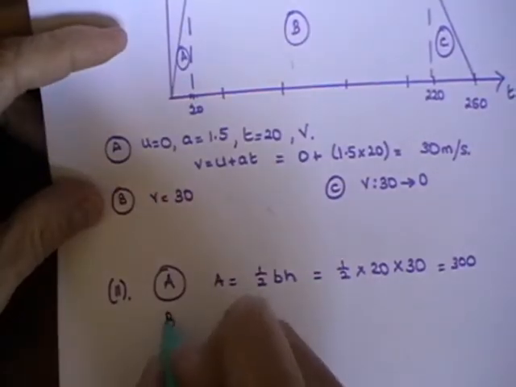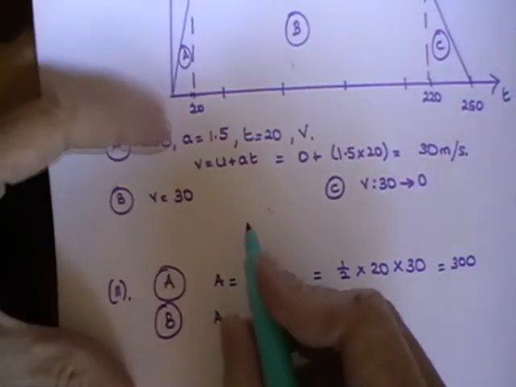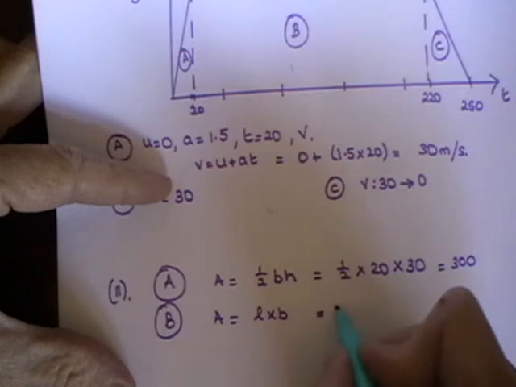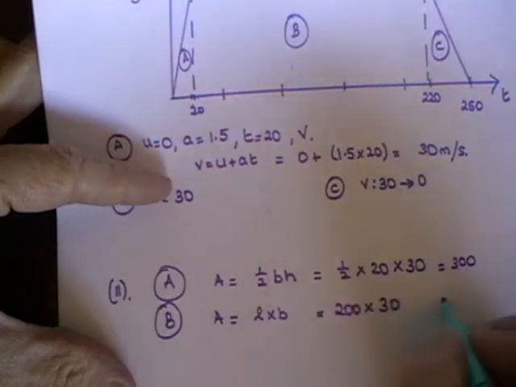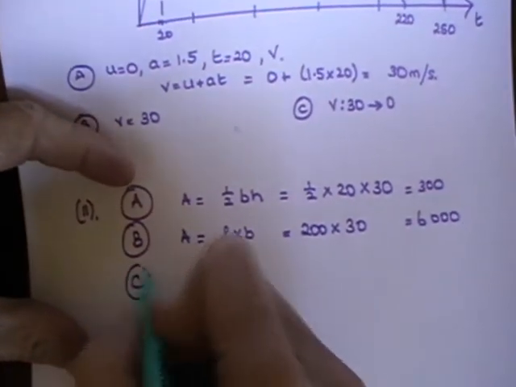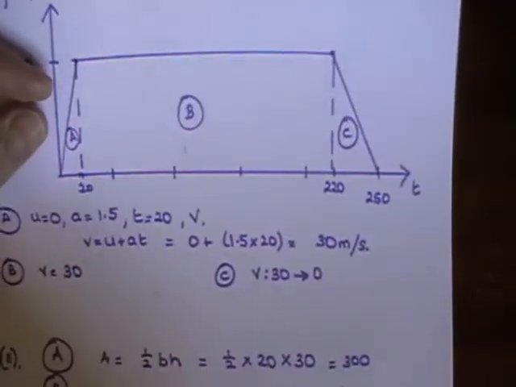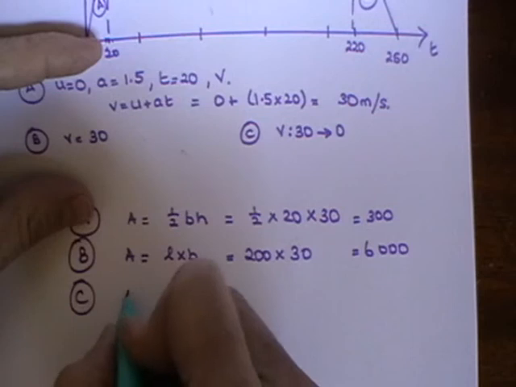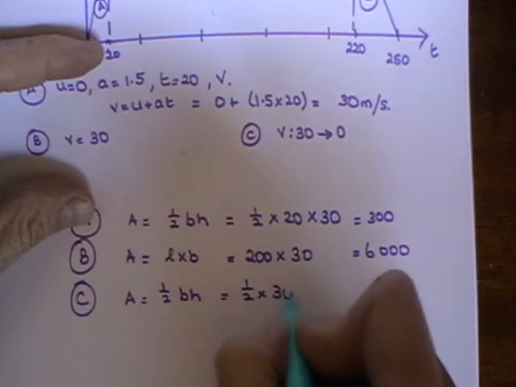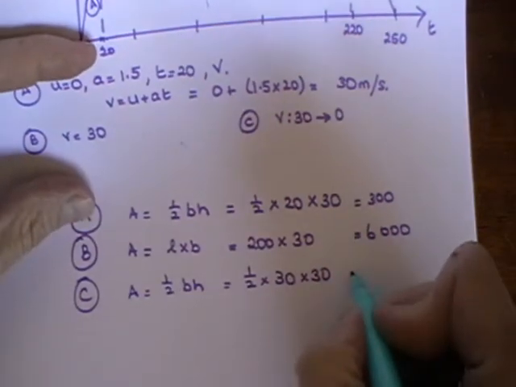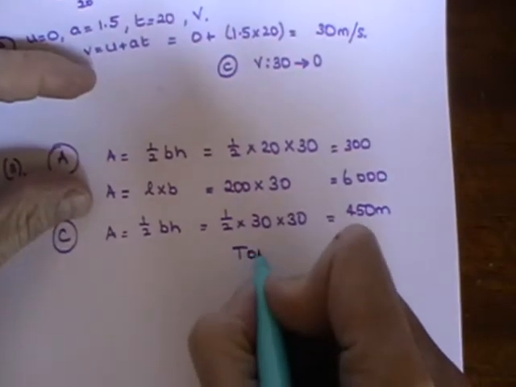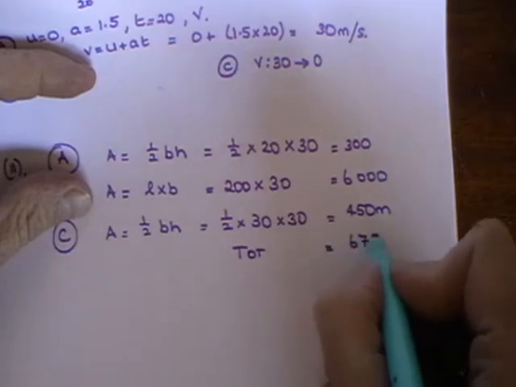For B then, the area is just the length by the breadth, which is equal to 220 minus 20 is 200 seconds multiplied by 30. That gives you 6,000 meters. And then part C, just look at it again. Again, it's a triangle with a base length of 30. So A is equal to half base by the height, which is a half times 30 times 30. And that gives you 450 meters. So the total distance is equal to 6750 meters.